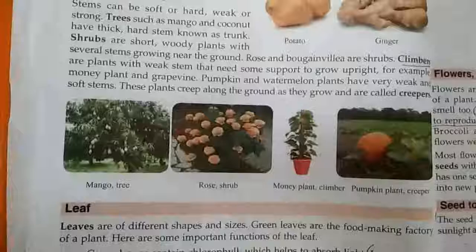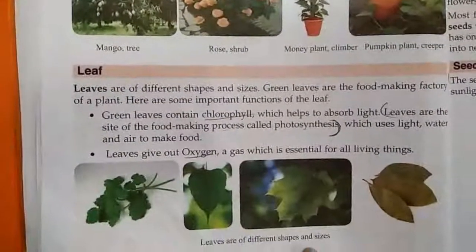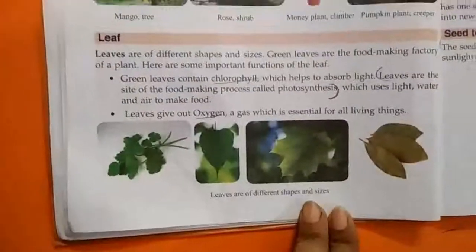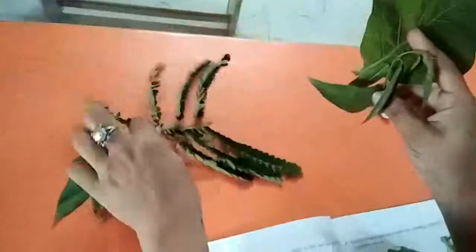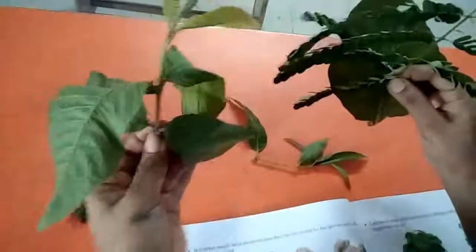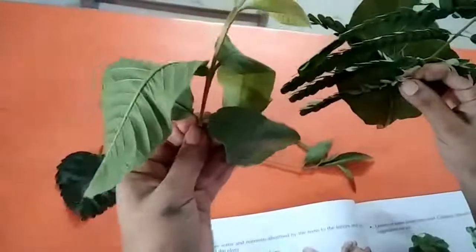Okay, now leaf. Leaves are of different shapes and sizes. Green leaves are the food making factory of the plant. Children, see, these are leaves. Each leaf is of different shape and size. Every leaf is of a different shape and size, but the function of the leaf is the same. Leaves are known as the food making factory.